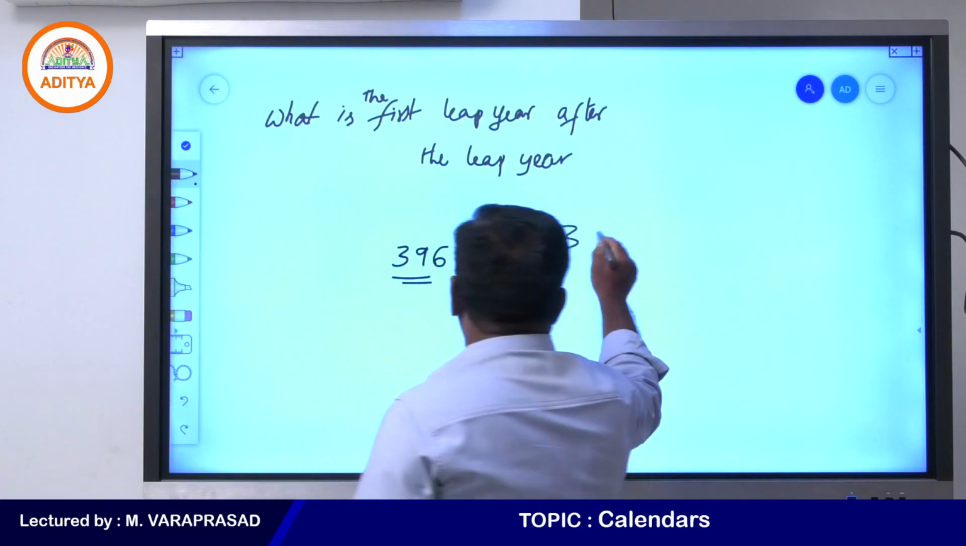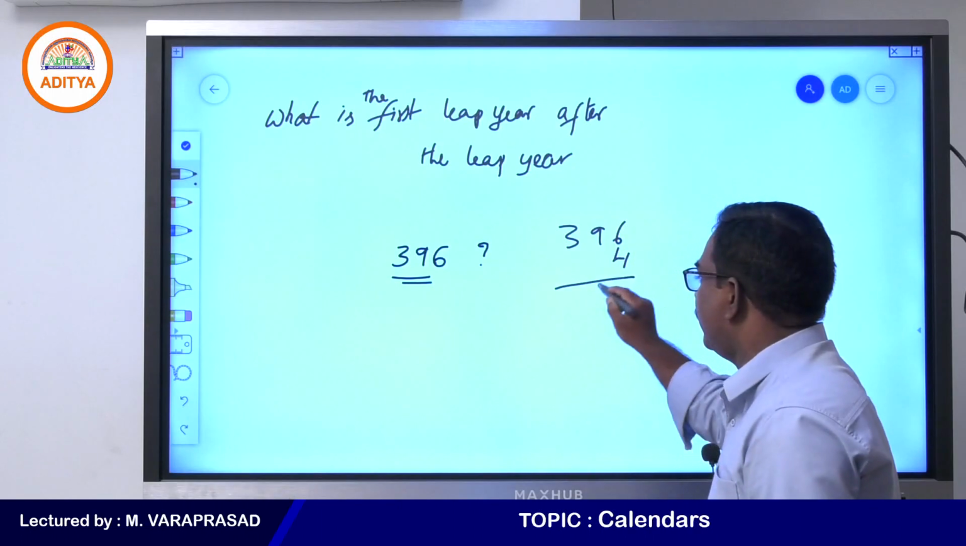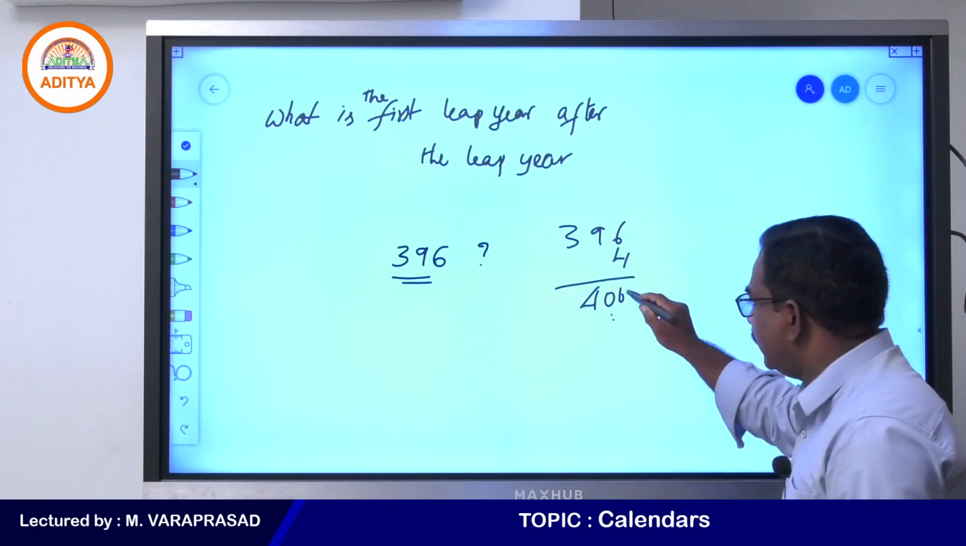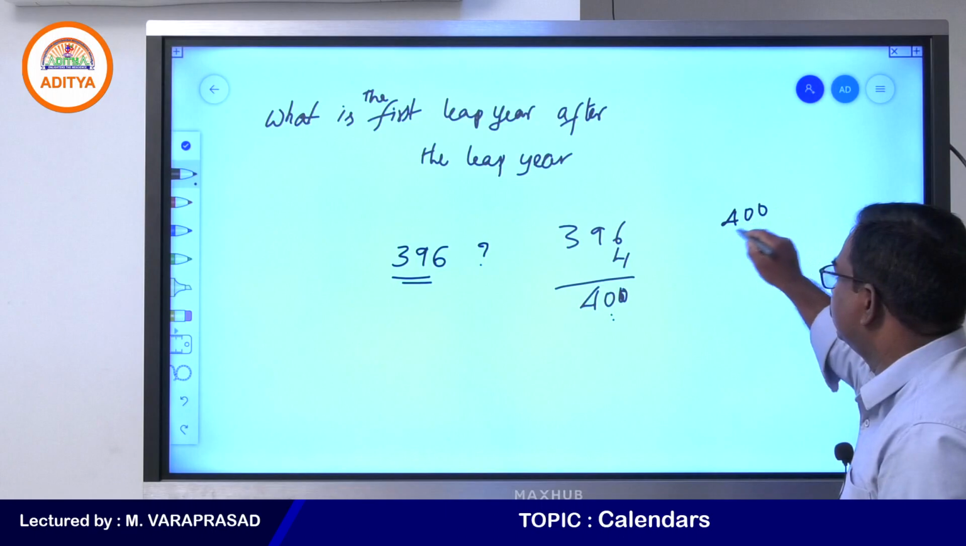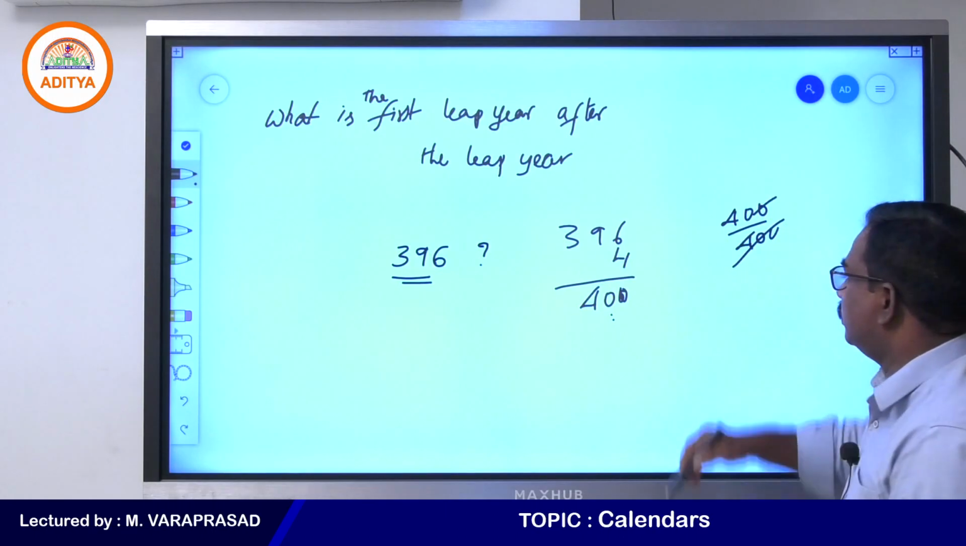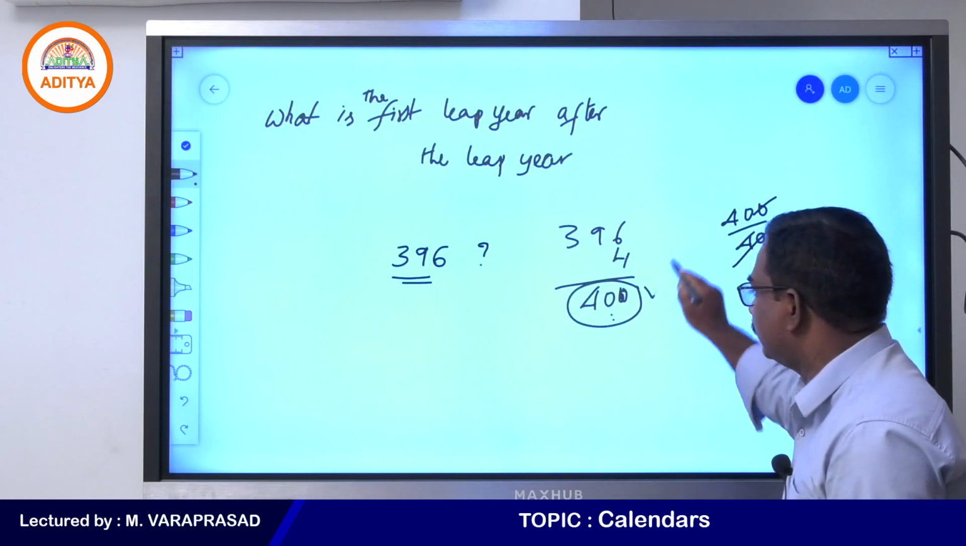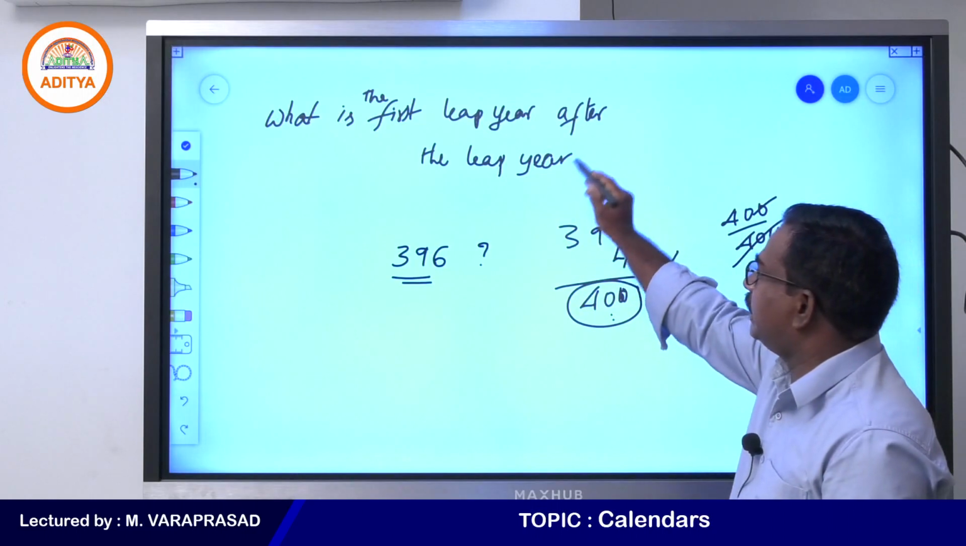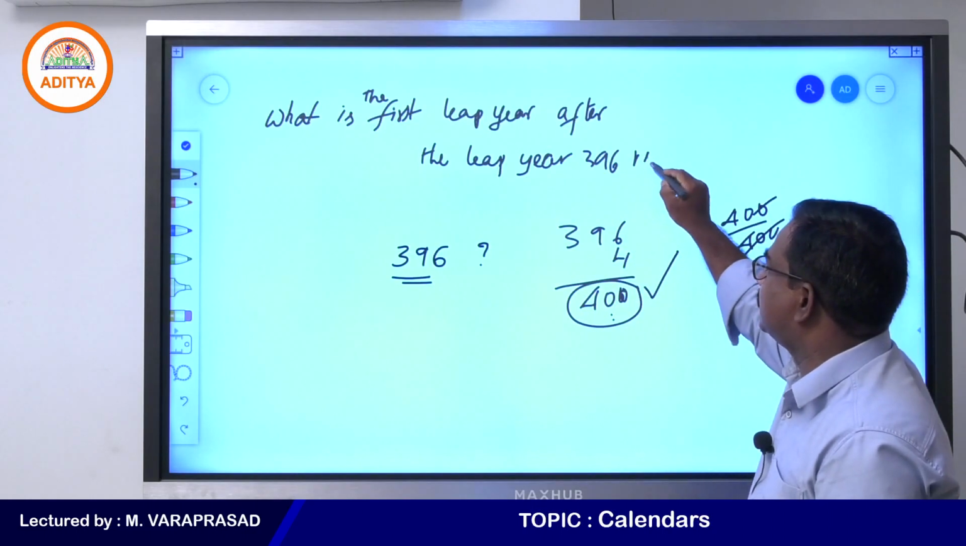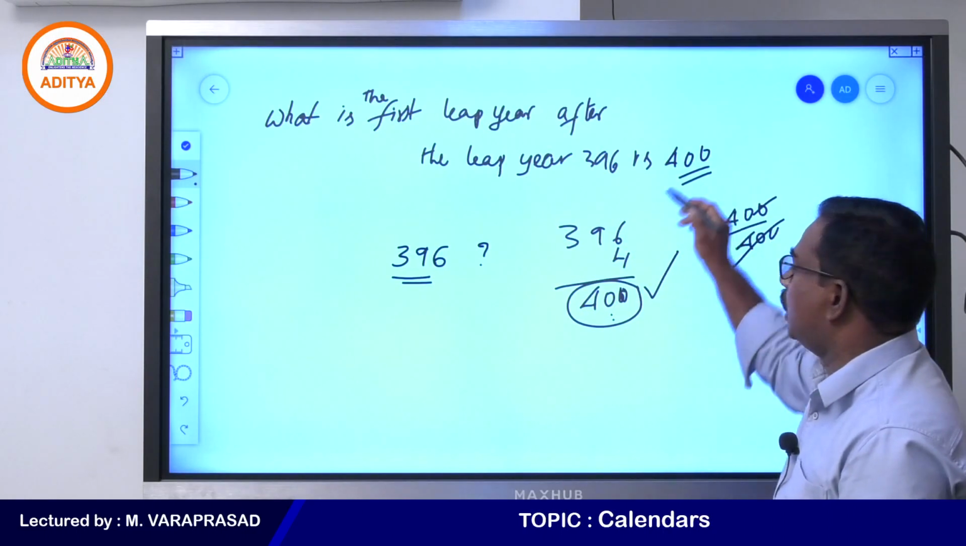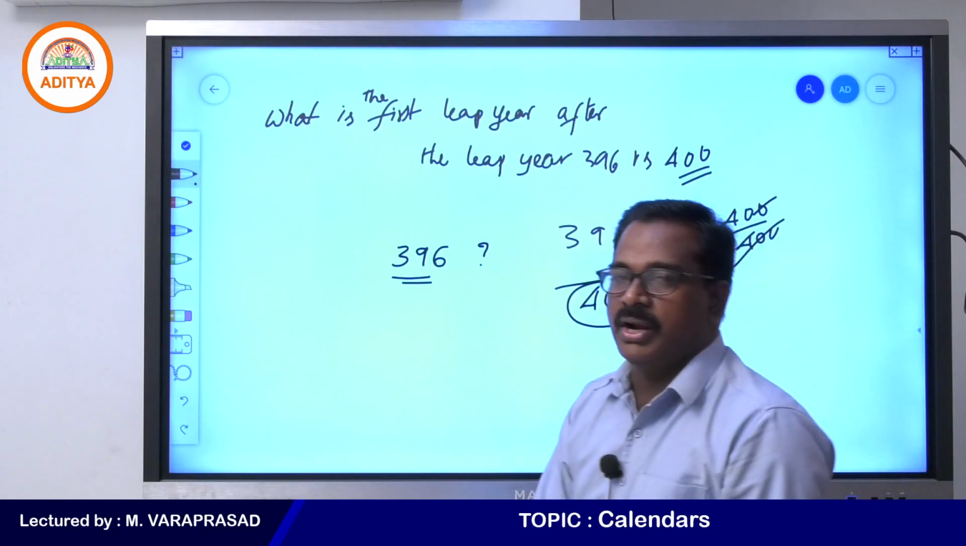396 plus 4 is 400. 400 is divisible by 400, so it is a leap year. The next leap year after 396 is 400, not 404. Some of you wrote 404.